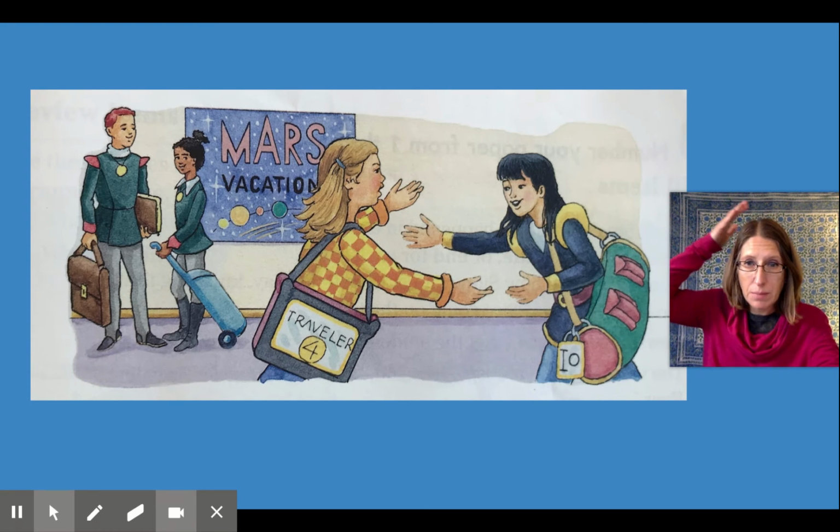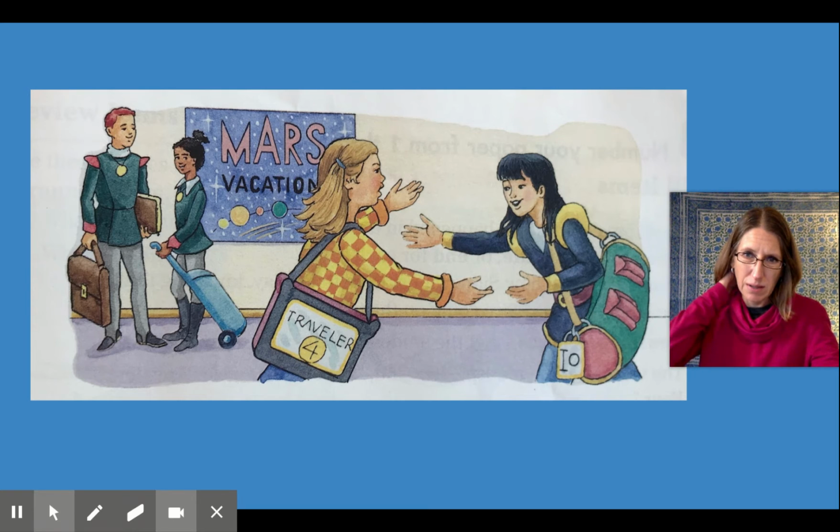Does this ever happen to you when you're packing for a trip and you want to bring all kinds of stuff and then your parents say, nope, can't bring all that? I know that's happened to me where I realize, ooh, I don't need to bring all this stuff.